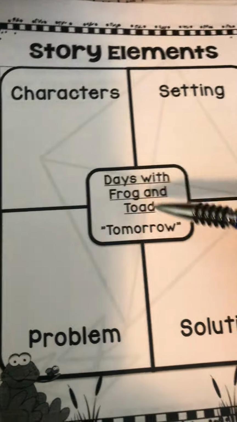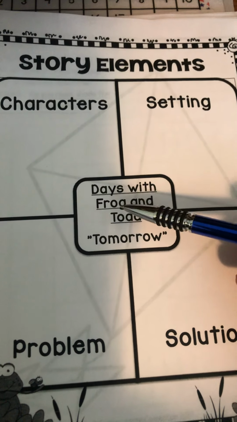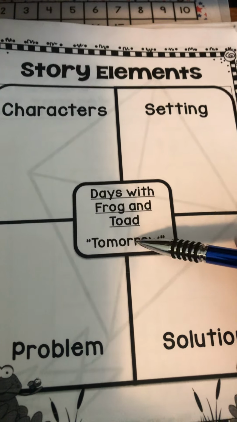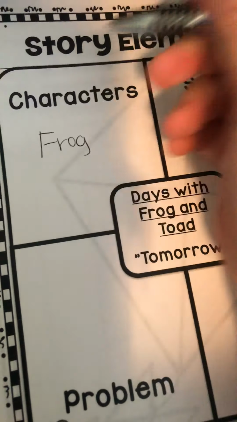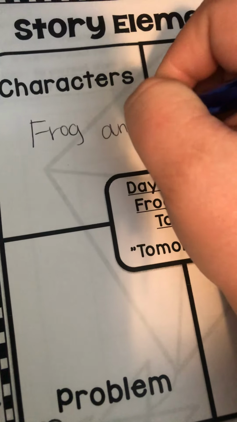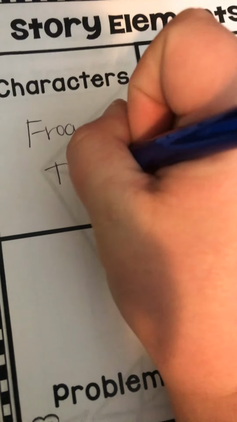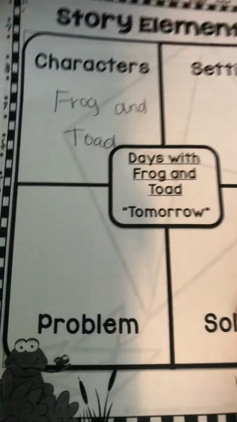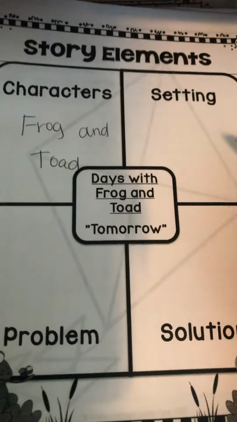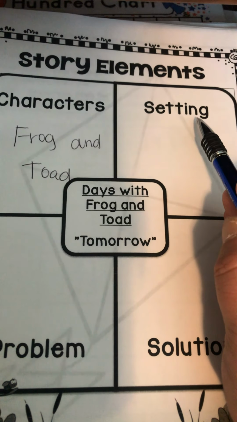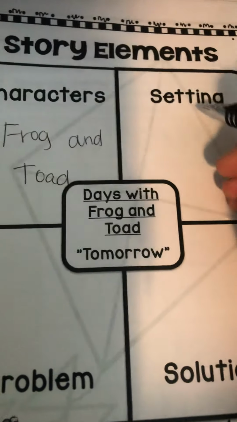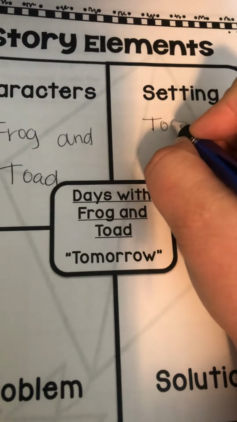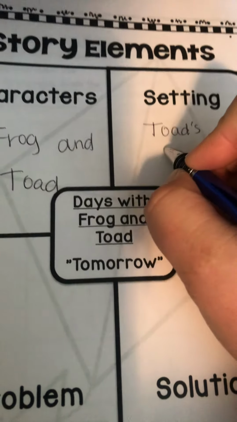on our paper. So I've got my characters. Who are the characters in the story Days with Frog and Toad on the first chapter, Tomorrow? We have Frog and Toad so far, right? Okay. Let's get over to the setting. Remember, setting was where the story took place. Where were they? Yeah, they were in Toad's house.